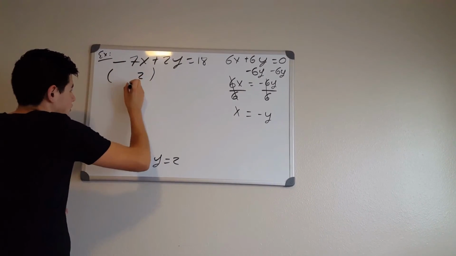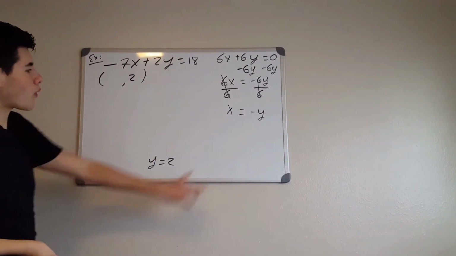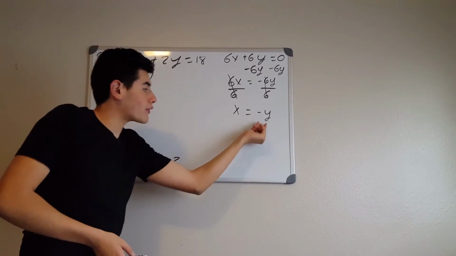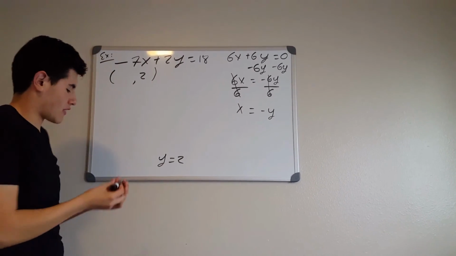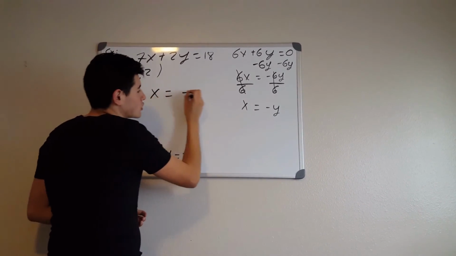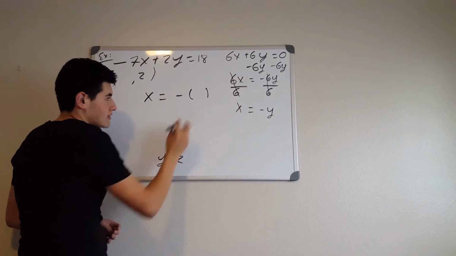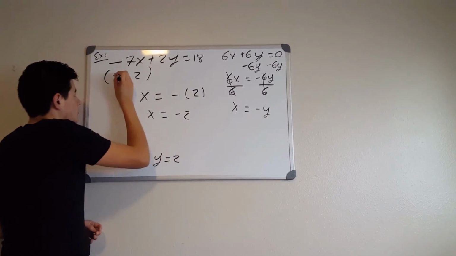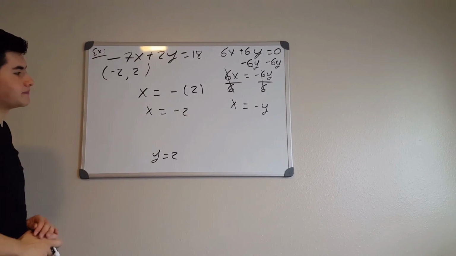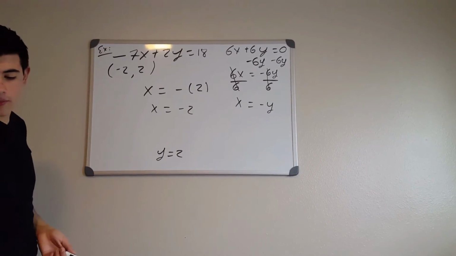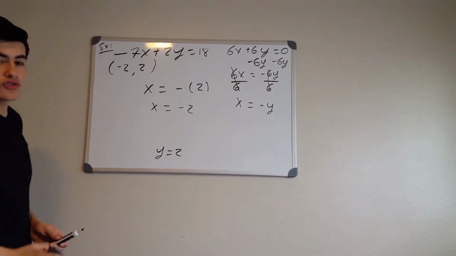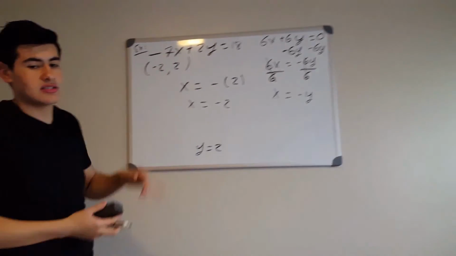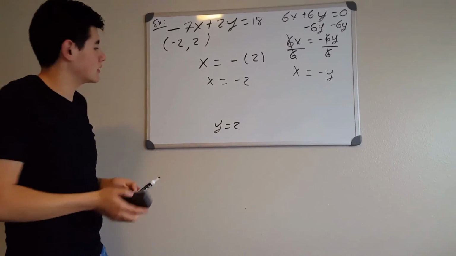So y is equal to 2. Now we just want to find what x is. In order to find x, all we're going to do is plug in our y value for the y, and that gives us the answer for x. So x is equal to negative y. Y is 2. We plug that in. X is equal to negative 2. Then again, all we're going to do here is solve both functions to see which one is right.